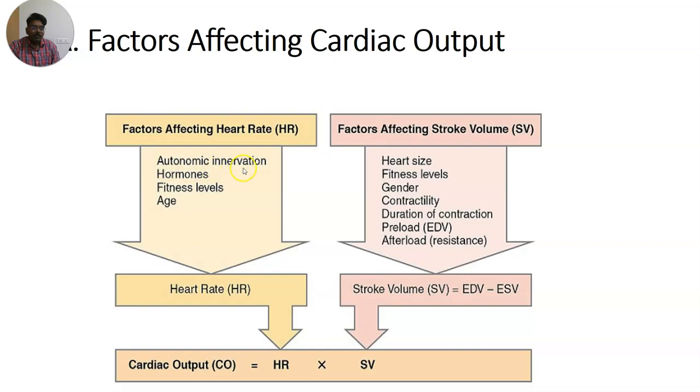Such as autonomic innervation. Sympathetic outflow will increase the heart rate, while parasympathetic outflow will decrease the heart rate. Hormones such as growth hormone, thyroxine, and adrenaline will increase the heart rate. Fitness level of an individual: for example, athletes have increased vagal tone, so ultimately they have a reduced heart rate. With age, infants and children have a higher heart rate. As the age advances, the heart rate goes on reducing. So this is how these factors affect the cardiac output.